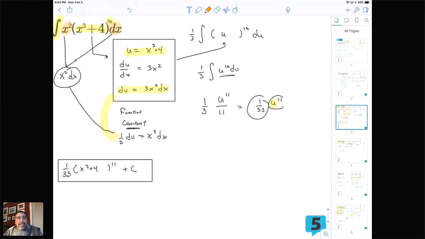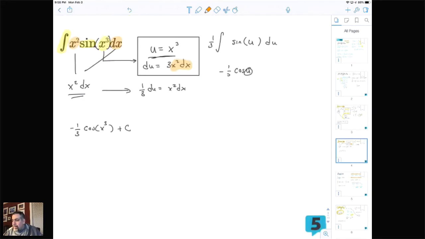And the next one we saw, this idea of u substitution. And again, if you have an inside function, choose the inside function as the u, and then make sure that works. In the following one, again, this is another u substitution. We've got an inside function, and that inside function is x cubed.